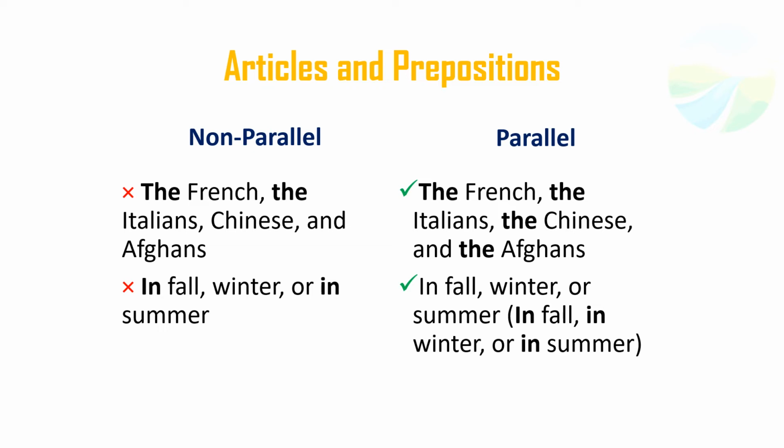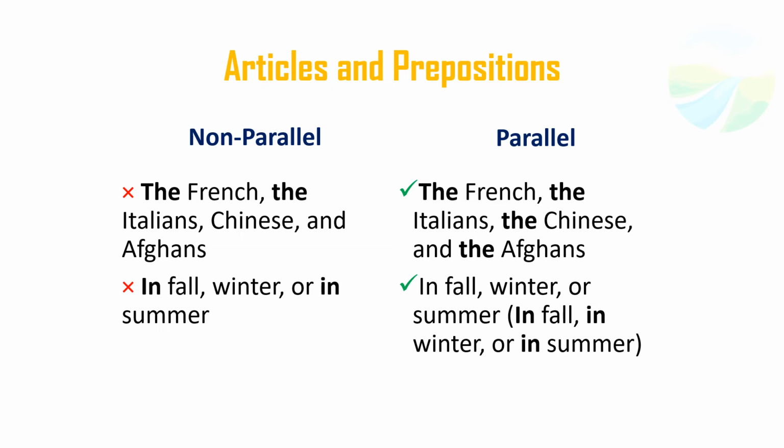In the first example, the definite article the appears before the first and second items, so French, Italians, but not after the third and last items, Chinese, Afghans. Now this is strange, given that all four have a grammatically similar position, and they are mentioned sequentially. To make this parallel, we should repeat the definite article before the last two nouns as well. Alternatively, we can write it before just the first noun.